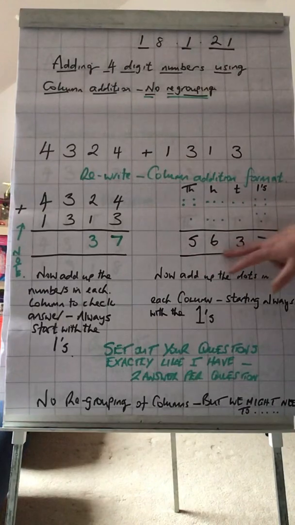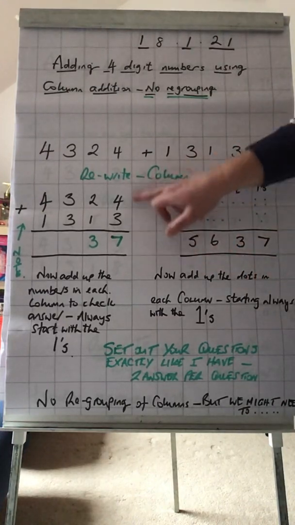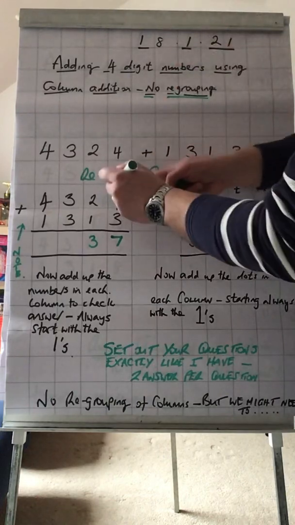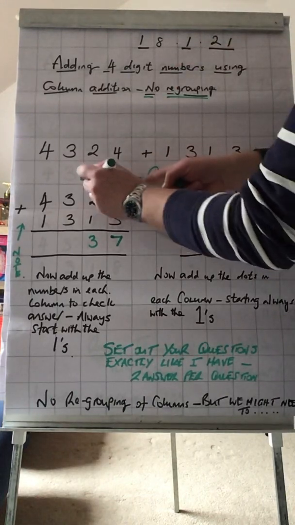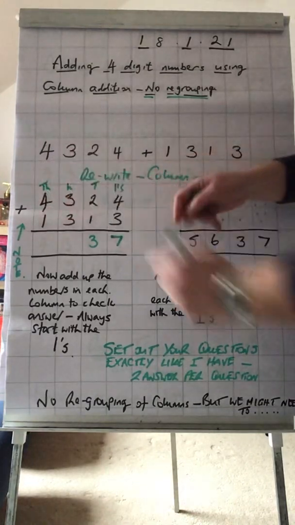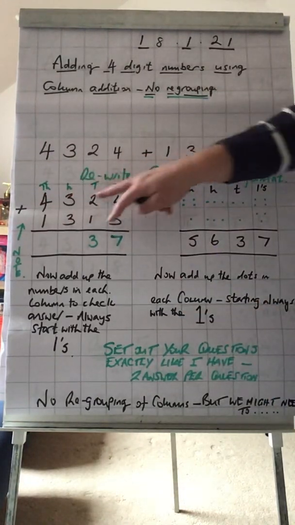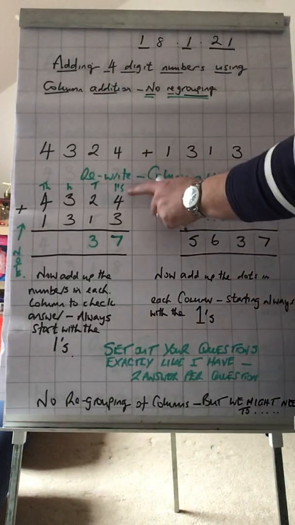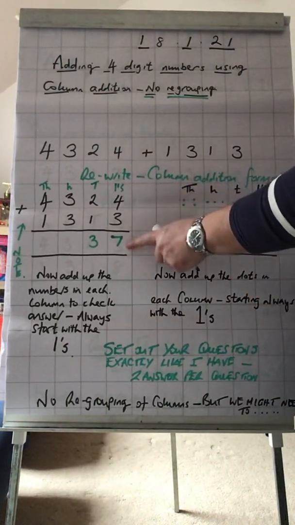So I'm looking for an answer which is 5,637. I've started off already with my ones column, and if I need to rewrite the column headings, I can. If it helps you, that's brilliant. So again, thousands, hundreds, tens, ones. Let's start by adding up the ones column. I simply add 4 and 3, that makes 7.